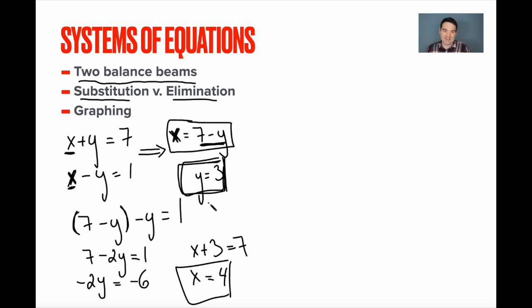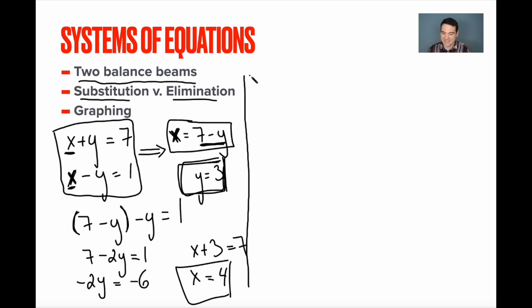Now, as I said, there is another way to do this problem, and that way is called elimination. I'm going to draw a fresh set of equations over here, same one. So exact same problem that we just solved, and if you like that way, you can keep it, but I do want to give you this other one. X plus y equals 7, x minus y equals 1. Remember what I said about balance beams, right?